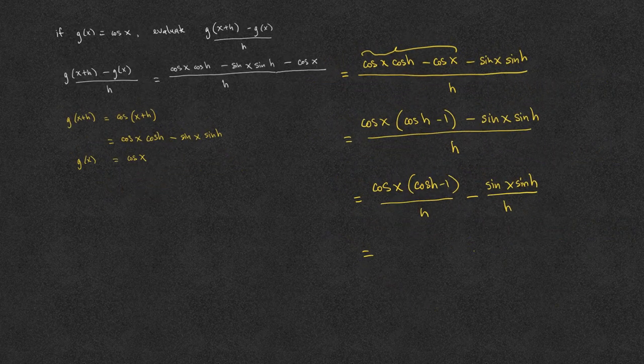The desired form in calculus is cosine of x times cosine of h minus 1 over h, minus sine of x alone times sine of h over h. This is a very important expression in calculus because it is used to derive the derivative of cosine of x.